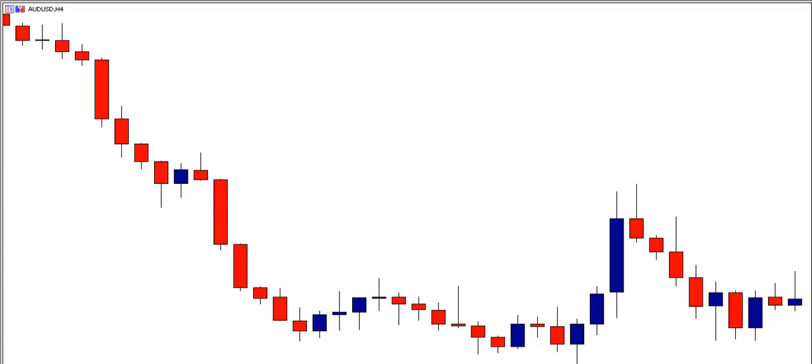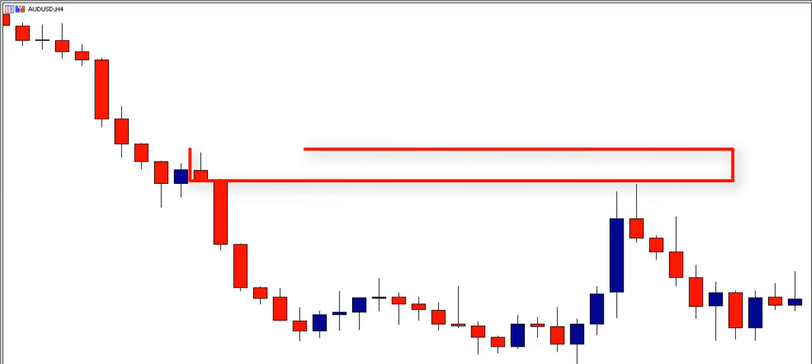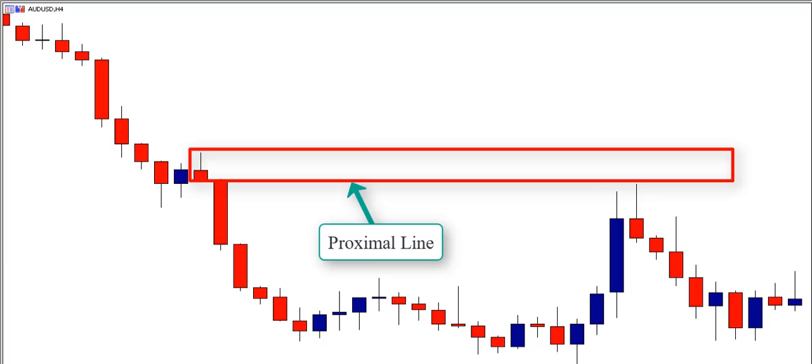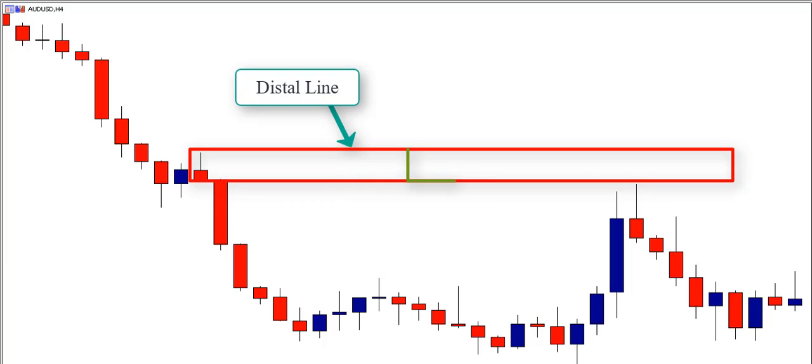To evaluate the risk-to-reward ratio, you should draw the zone. As you can see, this pin bar is the basing candle. So to draw the zone, you draw the proximal line at the close of the candle and the distal line at the upper shadow. So this is our risk.